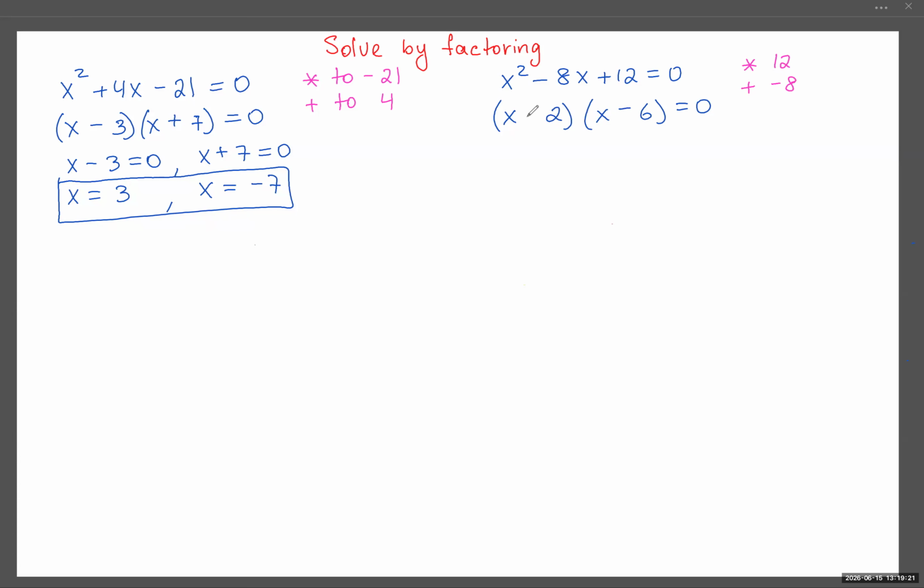And both of these will be negative. So negative 2 plus a negative 6, that's negative 8. And negative 2 times a negative 6 is a positive 12. Then zero factor property, set both parentheses equal to 0, and then solve for x.